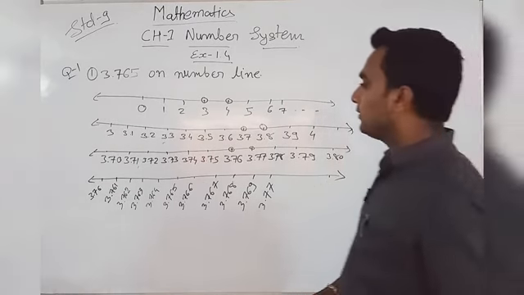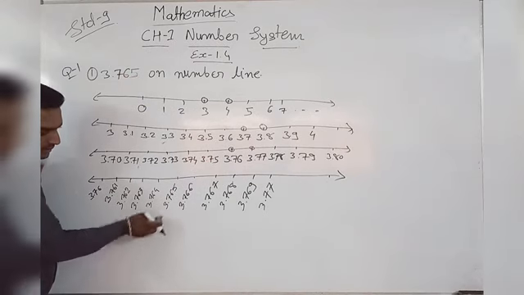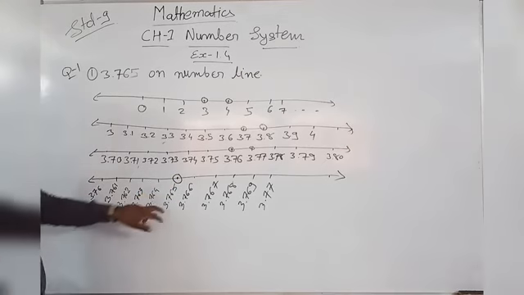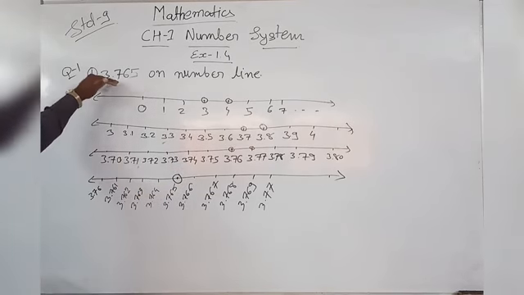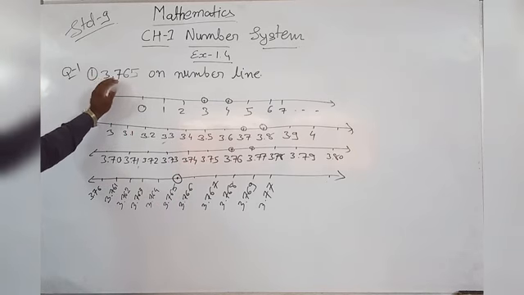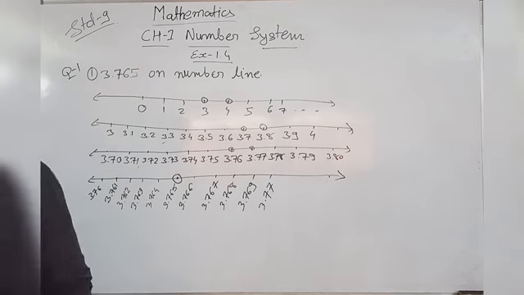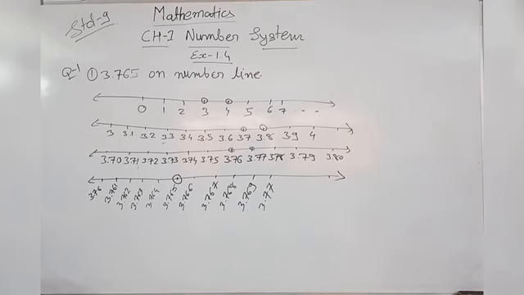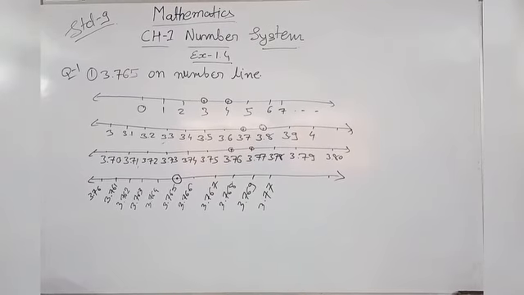Now where is 3.765? Yes, it is obvious here. We have highlighted 3.765. Clear? So if there are 3 digits after the decimal place, I will draw 4 number lines. If there are 2 digits, then we have to draw only 3 number lines. Clear?